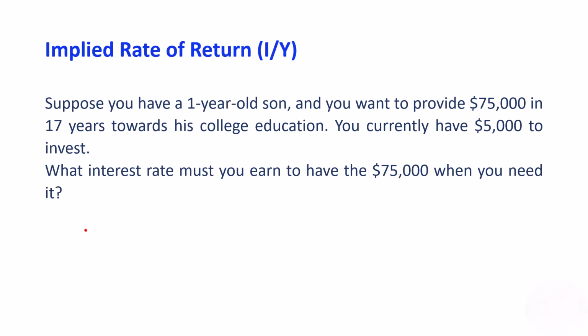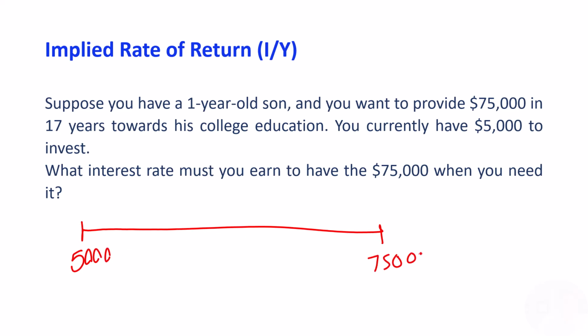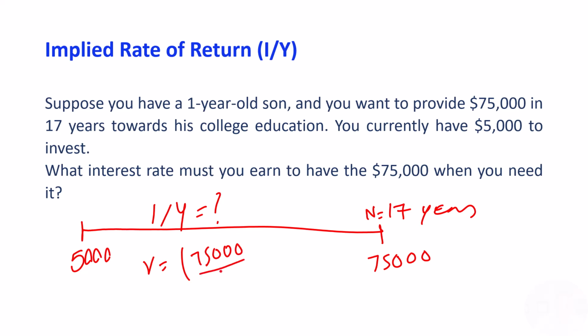So your present value is $5,000 to invest, and you want to have $75,000 in 17 years. You're trying to find an investment that makes this happen. So we want to know what kind of rate of return we need to achieve this financial goal of reaching $75,000. Again, your R is going to be 75 over 5,000 raised to the power of 1 over 17 minus 1.